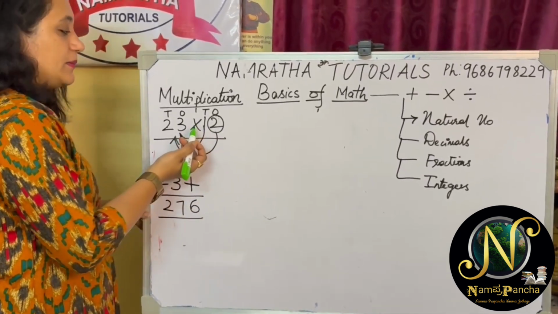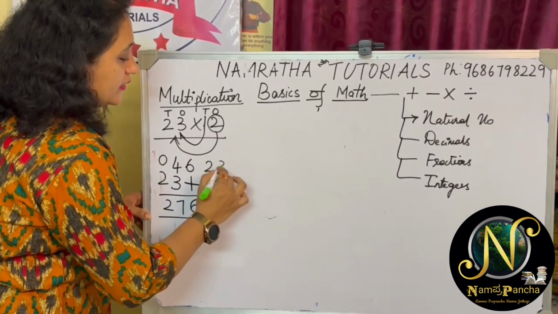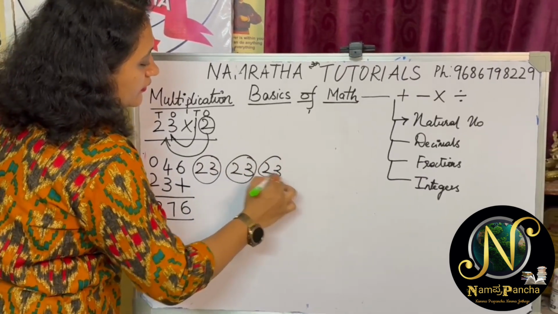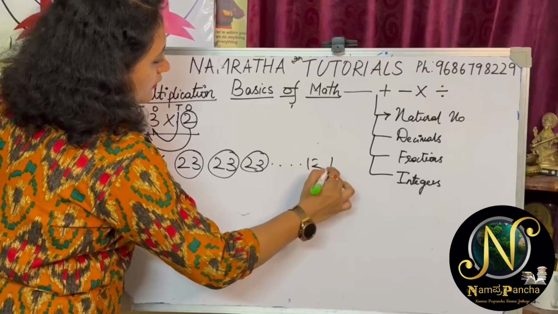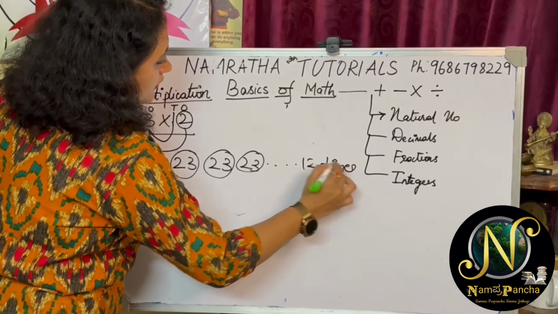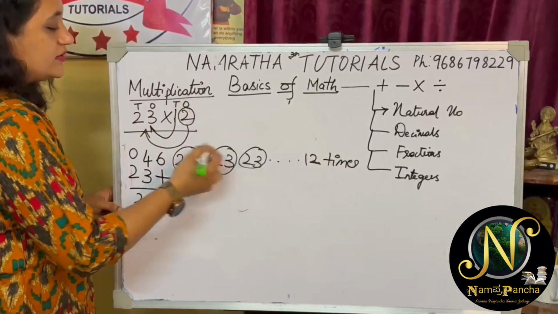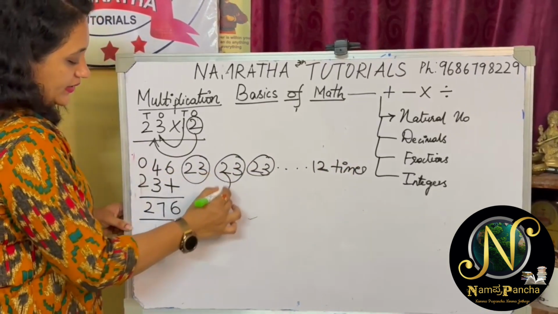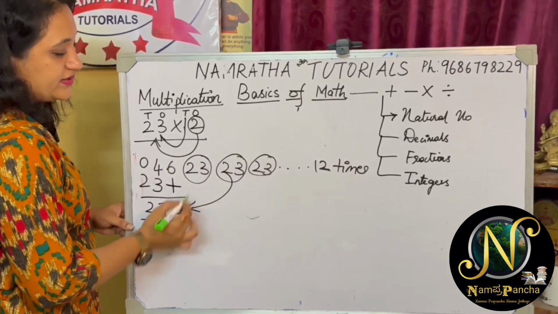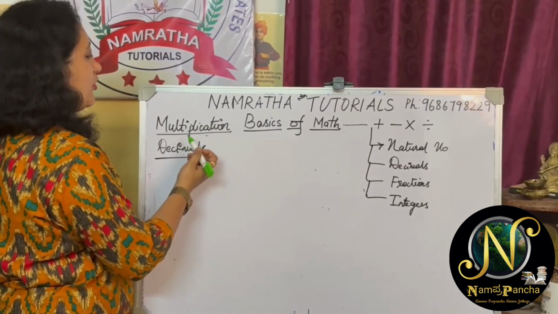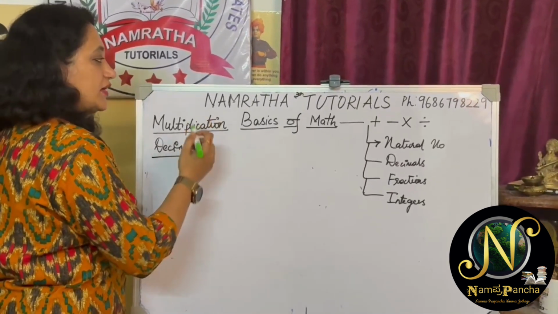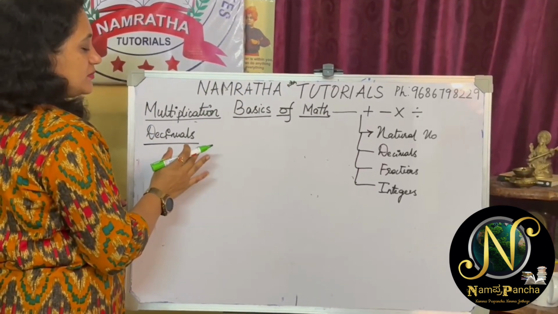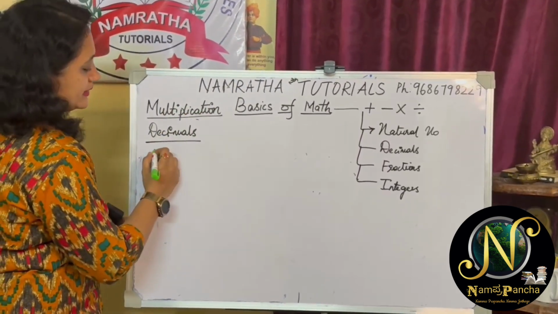What does multiplication represent? 23 represented 12 times. This is what multiplication means. So when 23 is represented 12 times and added, we get the answer to be 276. Next we are going to perform multiplication on decimal. So whatever method we followed for natural number, same method we are going to follow for decimals, but a little change. So come, let's see that.